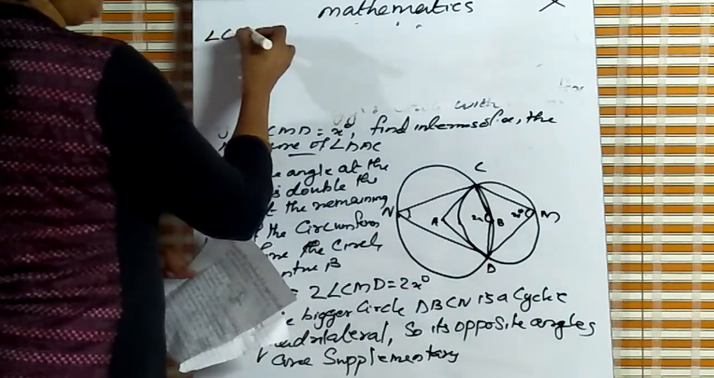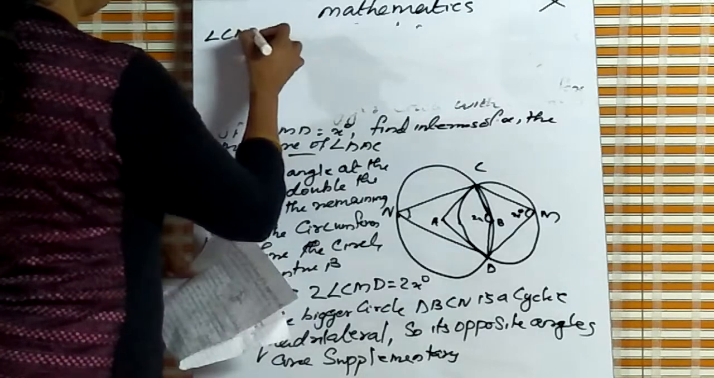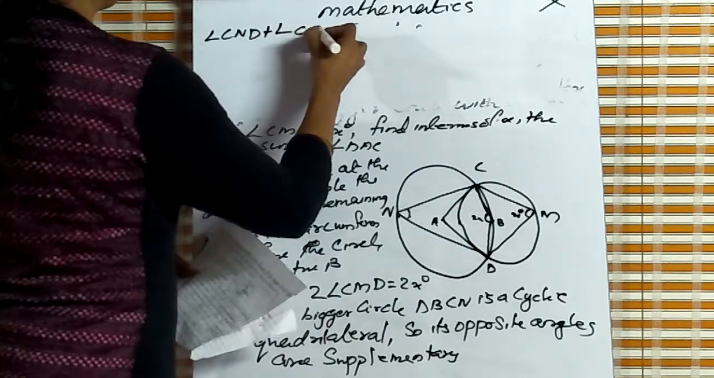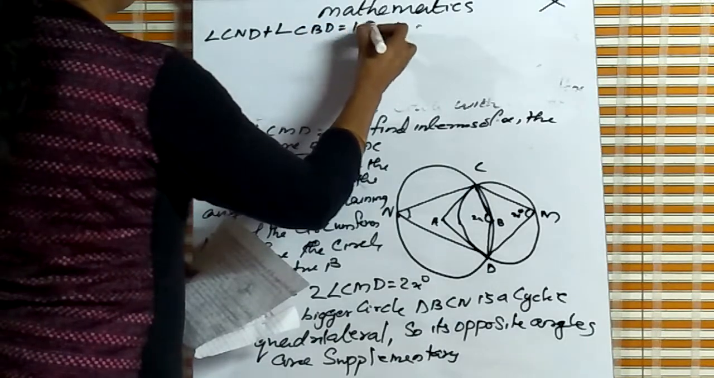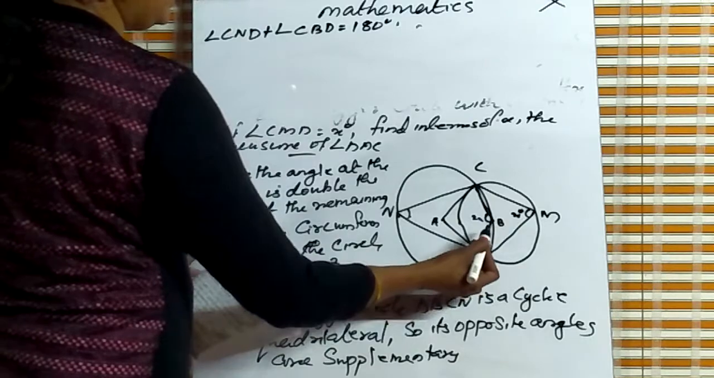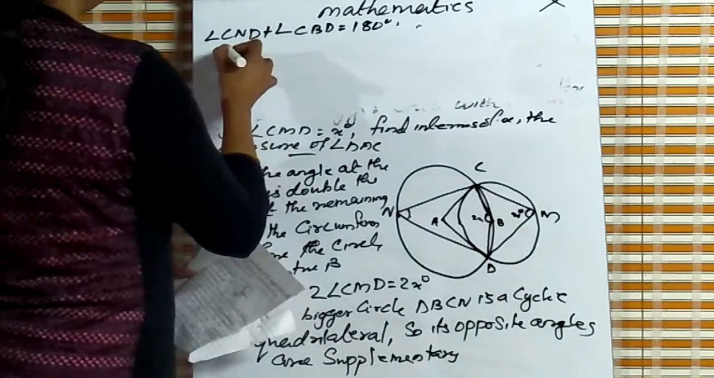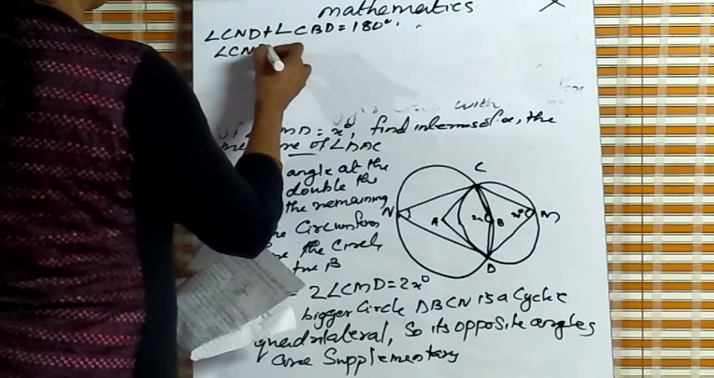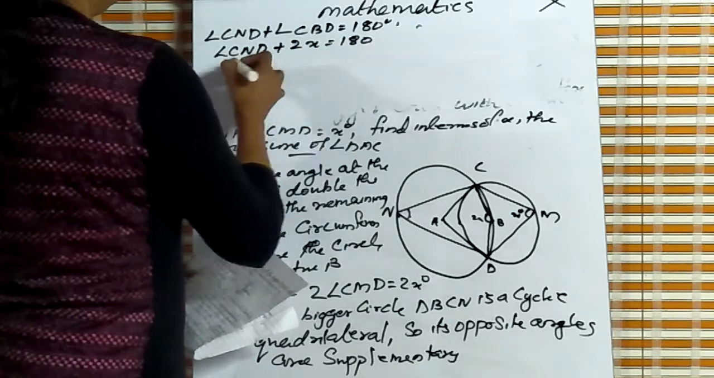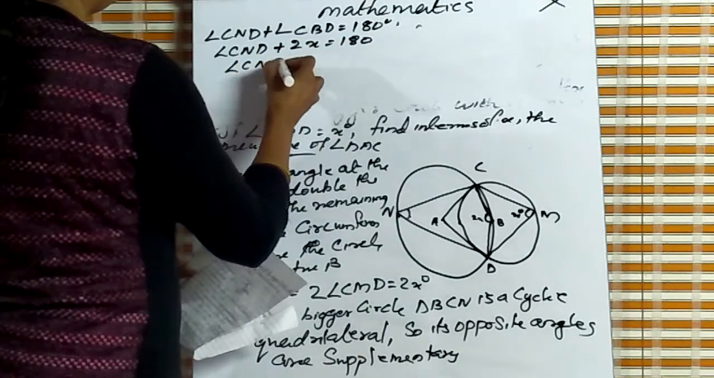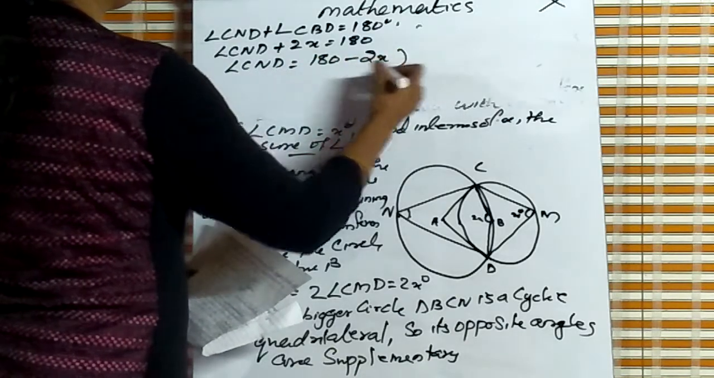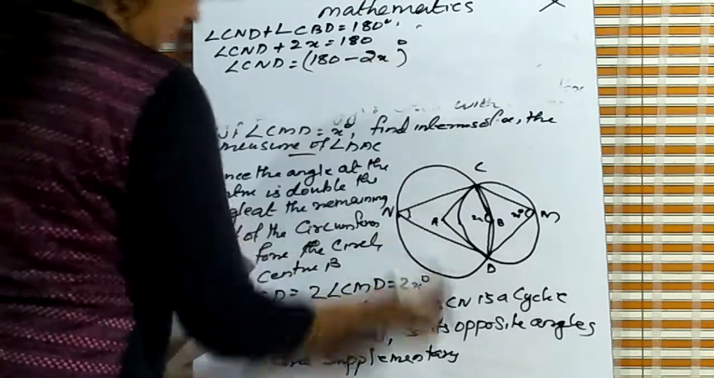That is, angle CND plus angle CBD is equal to 180 degree. What is CBD? We know CBD is 2x. Angle CND plus 2x is equal to 180. So, angle CND is equal to 180 minus 2x degree.